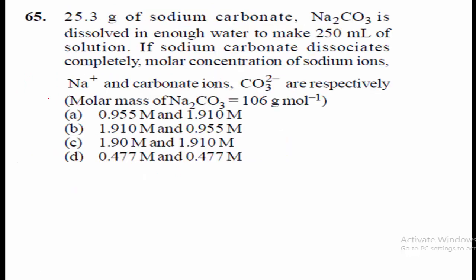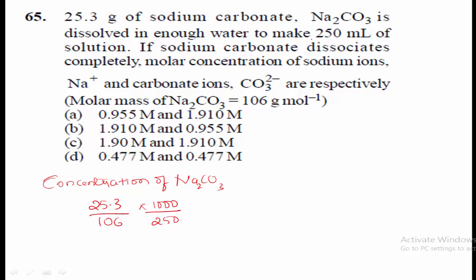Question 65: 25.3 gram of sodium carbonate, that is Na2CO3, is dissolved in enough water to make 250 ml of solution. If sodium carbonate dissociates completely, the molar concentrations of sodium ions, Na+, and carbonate ions, CO3 2-, are respectively? So what you need to calculate is the molar concentration of Na+ and CO3 2- ions. First find the concentration of sodium carbonate. The concentration of Na2CO3 will be the given mass 25.3 divided by the molar mass, that is 106, into 1000 divided by 250, because it is prepared for 250 ml. So you just need to find the concentration.